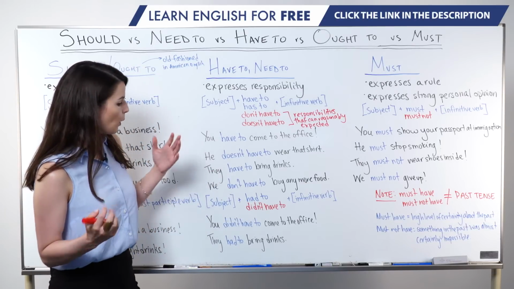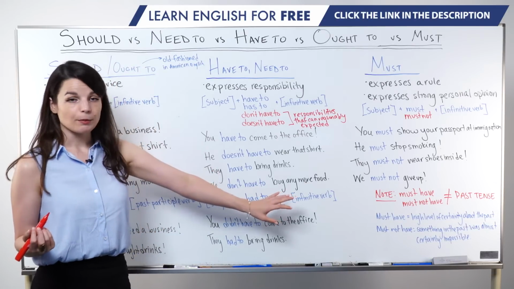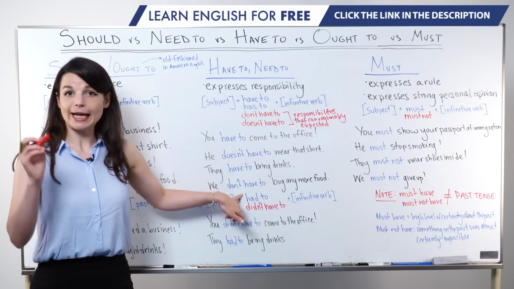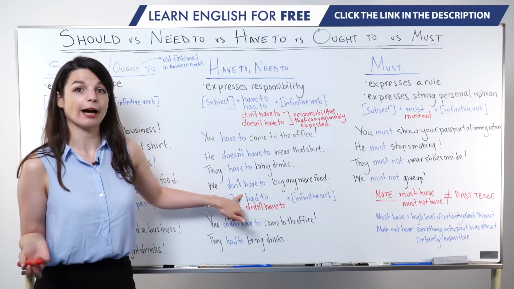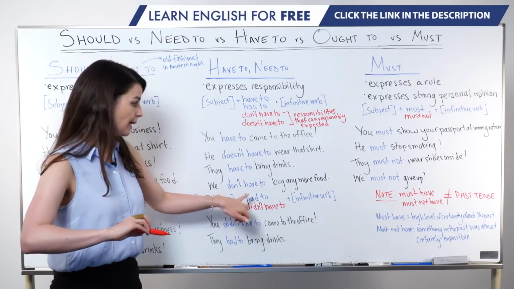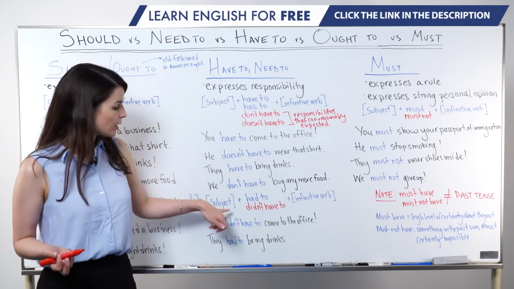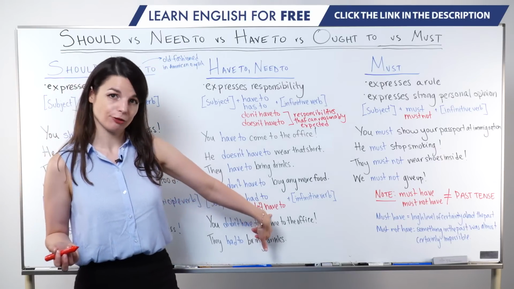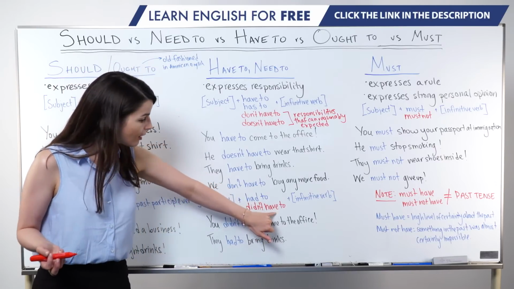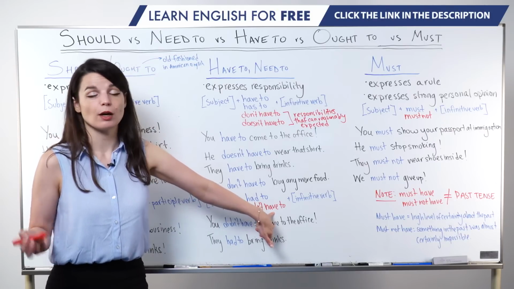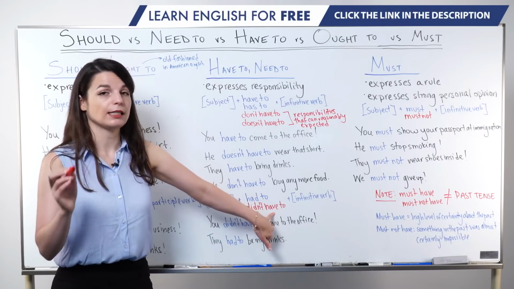Okay, so when we make the past tense form here, we change this to subject plus had to. So the verb have changes to had to, and the infinitive verb form. In the negative, we use subject plus didn't have to. So please note, have does not change here. So not didn't had to, didn't have to.